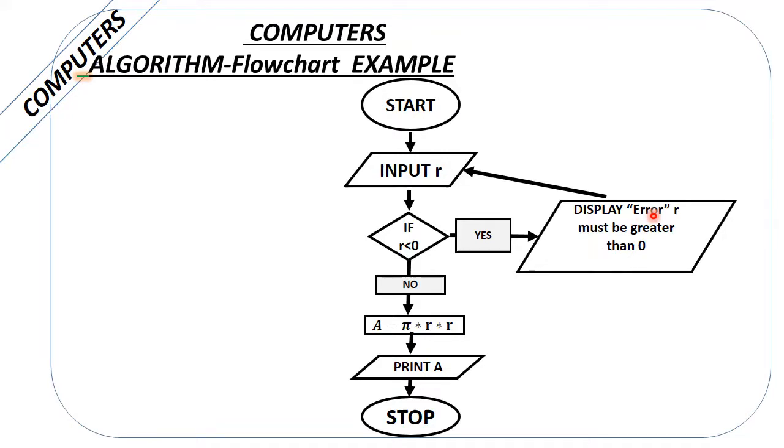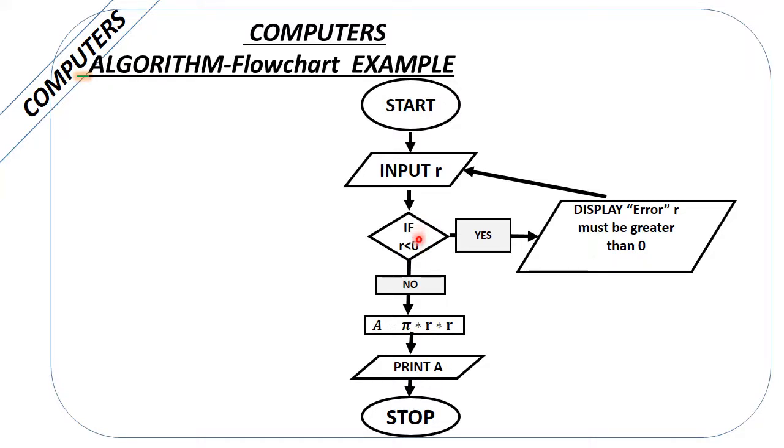So we say error, R must be greater than 0. Then we ask the user to enter data again, to input another R. So when the user inputs another R, again we come here, we do the comparison. If R is less than 0, we do the same, just like that, till the user enters a valid R. A valid R is R which is greater or equal to 0.